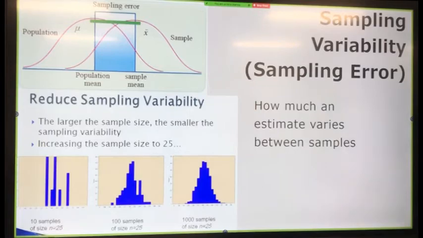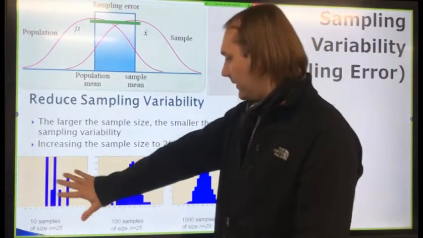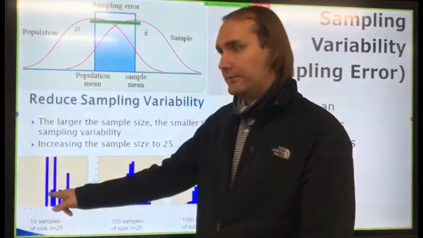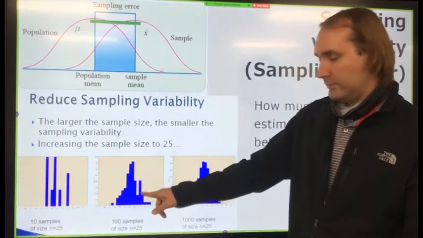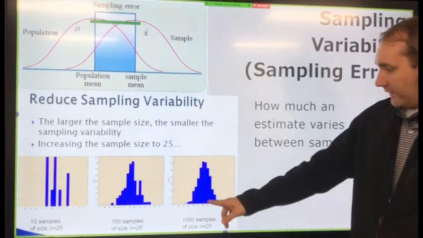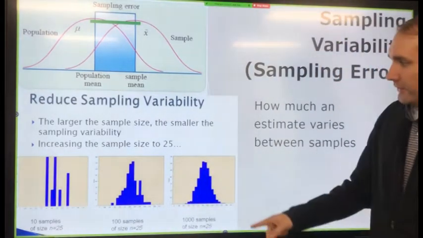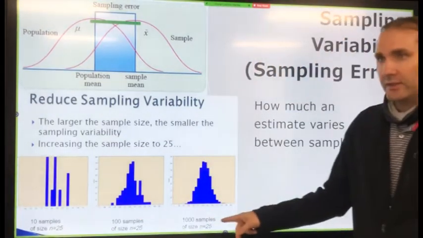Sampling variability, or sampling error: how much an estimate varies between samples. So we look at here my sample and variability. Notice I only took 10 samples. Lots of variability, right? Well, let me increase that to 100 samples. A little bit better. Let me increase that to 1,000 samples. Look at how this is looking more like a normal model, right?